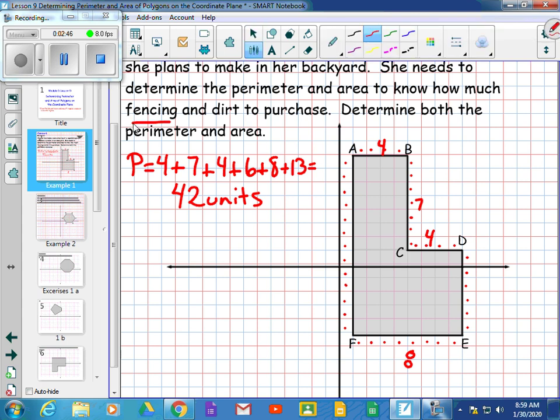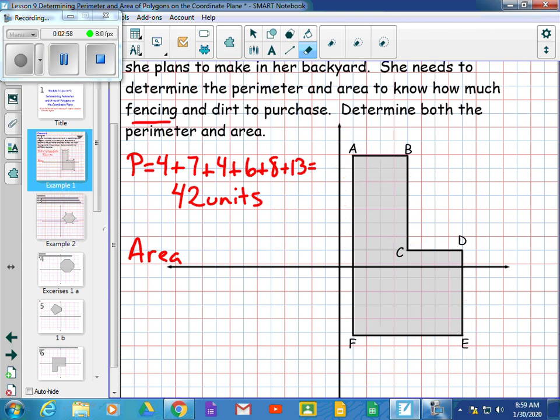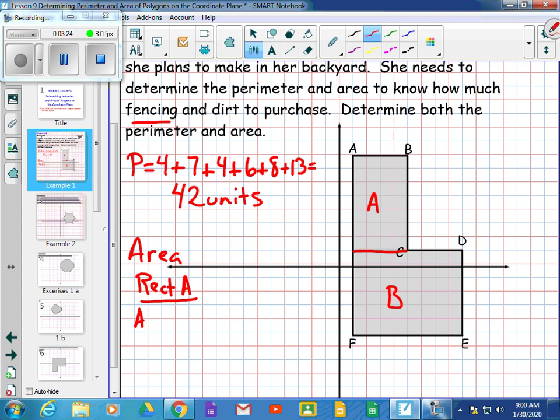Now, the second thing we have to do is find the area. And this can be done like we have been with previous lessons. We can split that up into two different shapes and then find the area of those shapes and add them together, or we could draw a shape around it and subtract away parts. If I'm going to add two different shapes, I could do that and make rectangle A and rectangle B. I would use the equation A equals L times W for both of those.